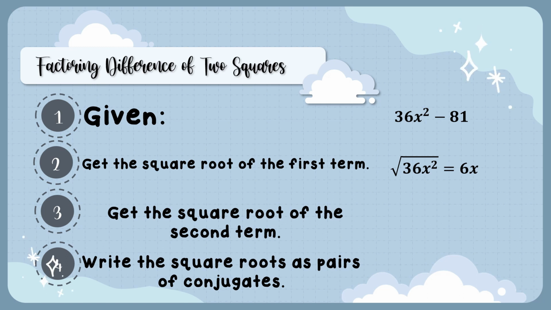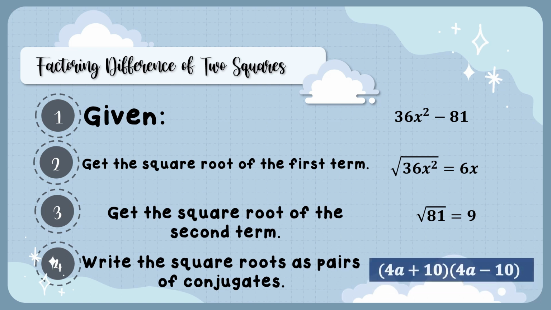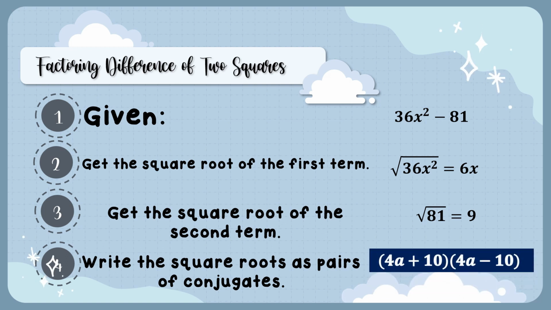Step number 2, get the square root of the second term, and the square root of the second term is 9, because the square root of 81 is 9. And the third step is to write the square roots as pairs of conjugates. We have here the quantity of 4a plus 10 multiplied to the quantity of 4a minus 10.